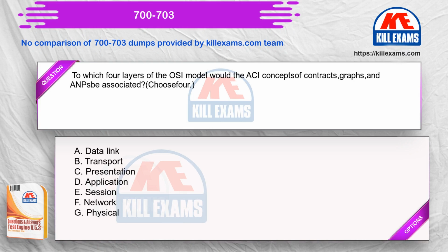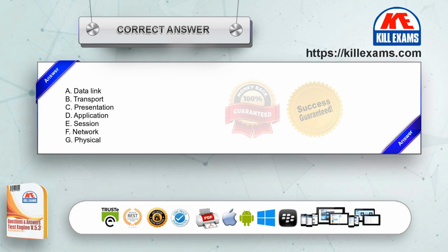To which four layers of the OSI model are the ACI concepts of contracts, graphs, and ANS associated? Choose 4. Option A. Data link. Option B. Transport. Option C. Presentation. Option D. Application. Option E. Session. Option F. Network. Option G. Physical. The correct answer is option B, C, D, E.